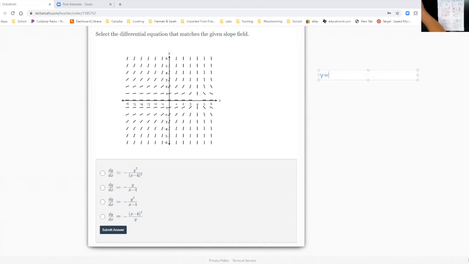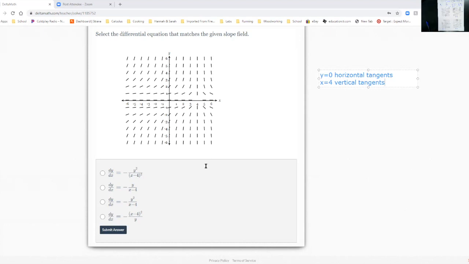So when y equals 0, we're seeing horizontal tangents. So we should see little horizontal slope lines. And then what else? When x equals 4, right in here, we're seeing vertical tangents. So x equals 4 has vertical tangents, and y equals 0 has horizontal tangents.